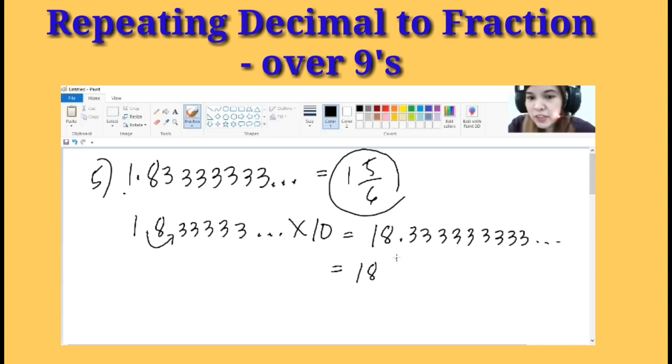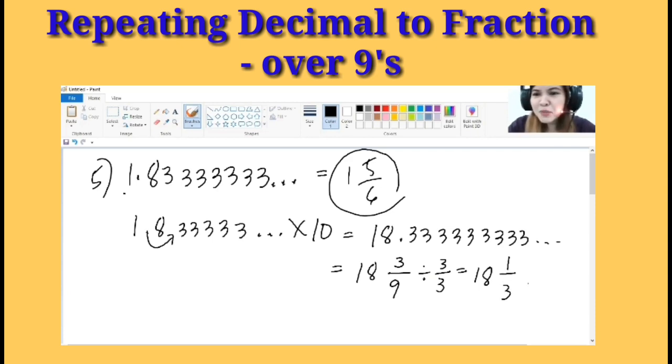Isa lang. Anong digit yon? 3. O, tatapatan mo siya ng 9 sa ilalim. 9. Then afterwards, ilo-lowest term mo siya. O, pag ni-lowest term mo, madidivide sa 3. So, copy the whole number 18. Then 3 divided by 3 is 1. 9 divided by 3 is 3.